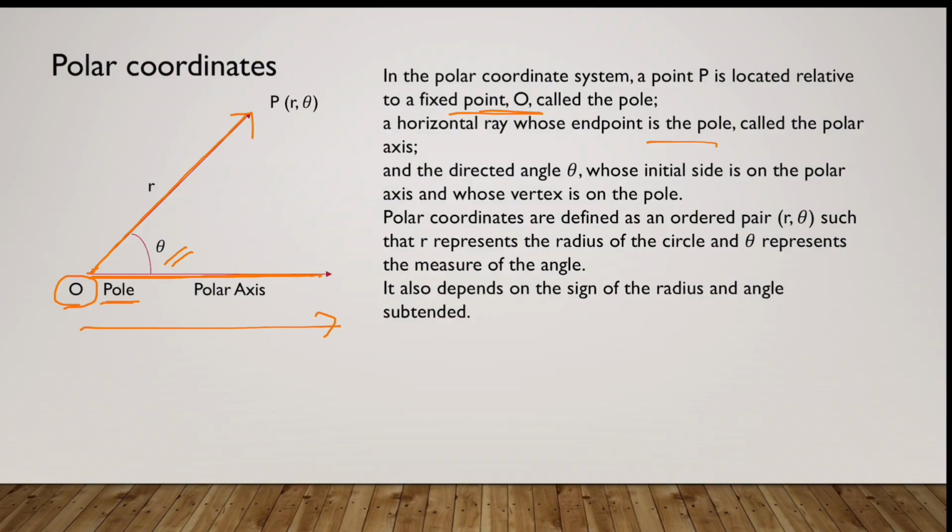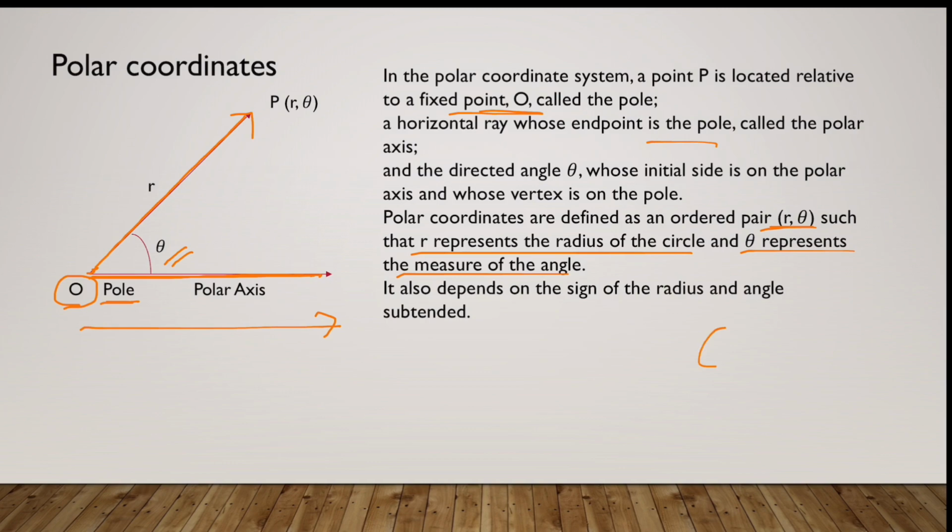Now, polar coordinates are defined as an ordered pair, r comma theta instead of x comma y, such that r represents the radius of the circle and theta represents the measure of the angle. It also depends on the sign of the radius and the angle subtended.